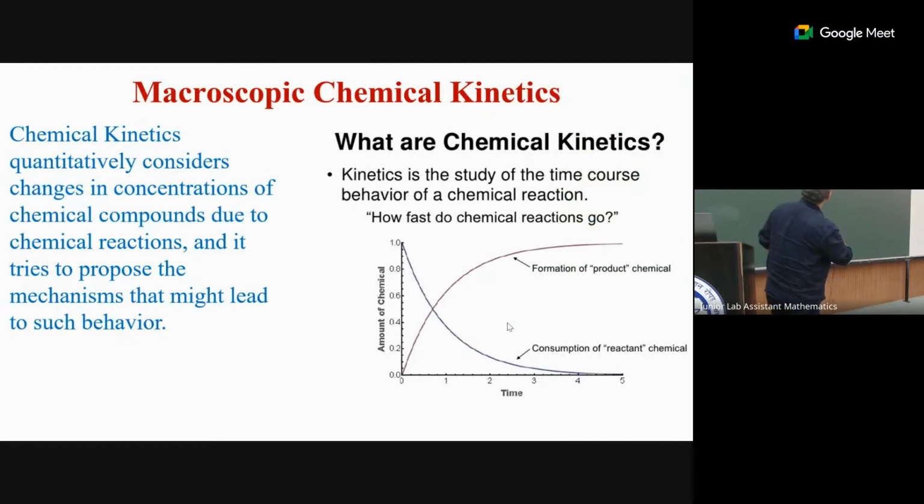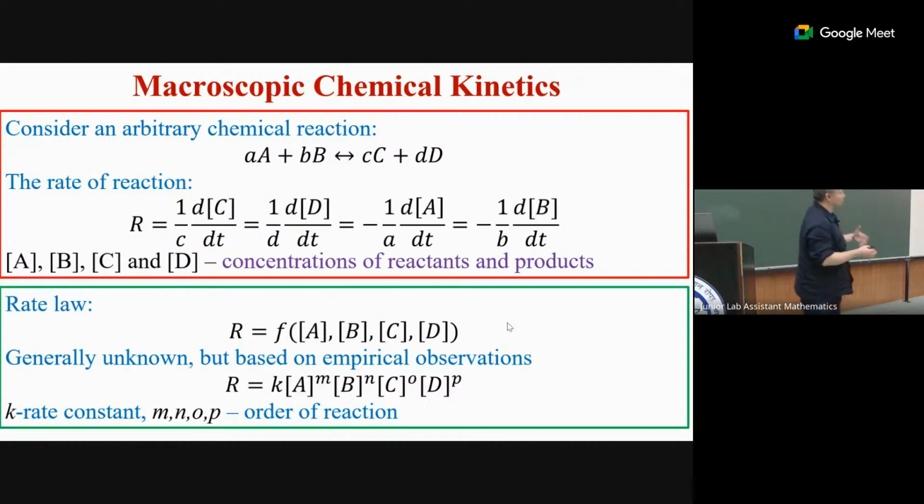Okay, so we come back to chemical kinetics. So chemical kinetics quantitatively considers changes in concentration and it tries to propose mechanisms that might lead to this behavior. So let us try to look a little bit more mathematically, slightly. Suppose I have a general reaction, which I write this way: small a A plus small b B goes to small c C plus small d D. So small a, b, c, d are stoichiometric coefficients, and capital A, B, C, D are labels for chemical compounds.